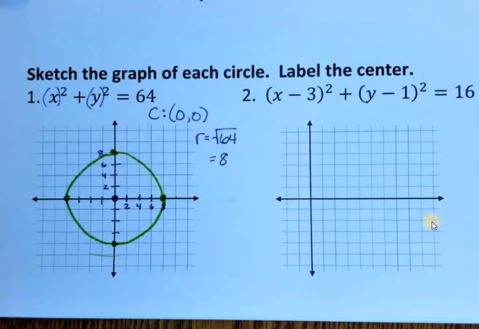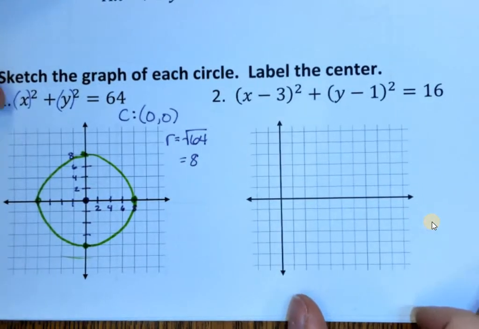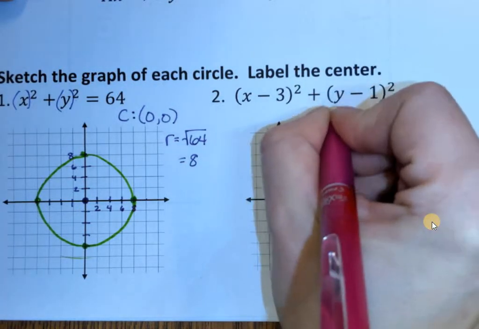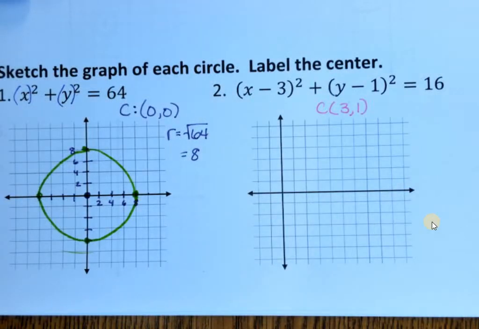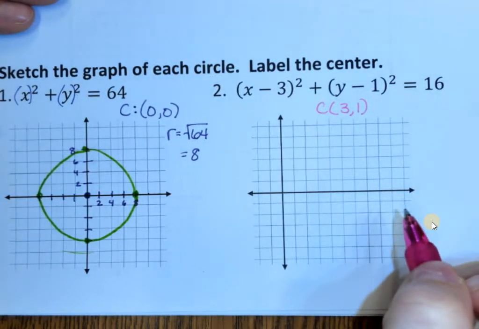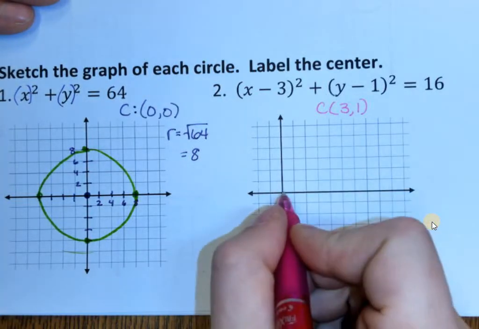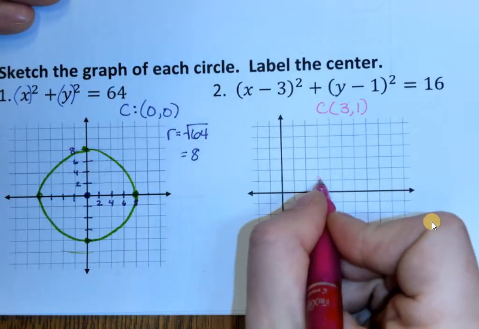Okay, so for the next one, same steps, different channel. Where is my center? 3, 1. So where am I going to graph my center? I know this is the hardest question of the day. Where do I go? Where is that? 3 to the right. 1 up.